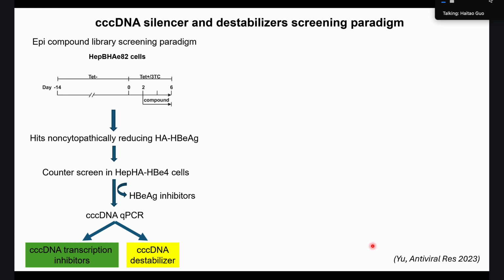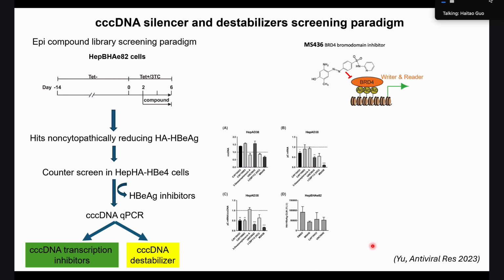And recently, we have slightly modified the screening paradigm by using the induced cells, which already have pre-existing cccDNA, and then we use 3TC to prevent de novo cccDNA formation, and then use the compound to treat the cells and find compounds that reduce the E antigen. Then we look back at the cccDNA level and distinguish those inhibitors into cccDNA transcription inhibitors or cccDNA destabilizers. For a proof of concept study, we screened the epigenetic compound library for cccDNA transcription inhibitors, and we identified MS436.